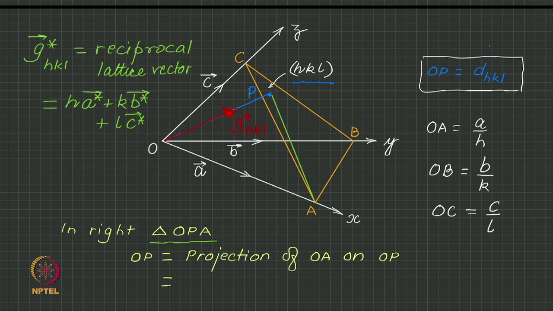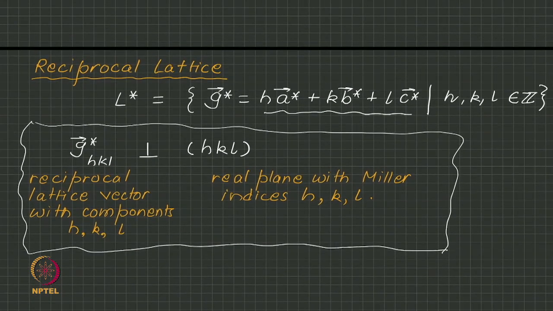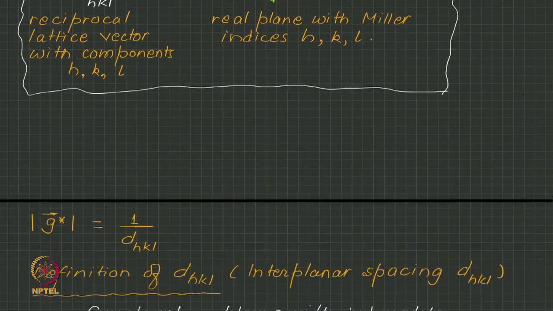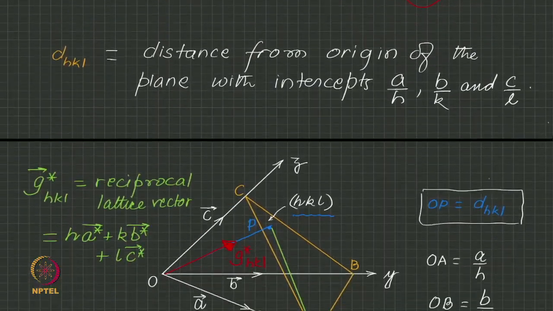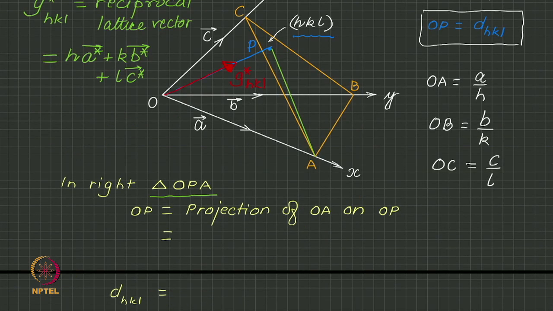If I do that, then from the first relationship which we established last time, G star HKL is supposed to be perpendicular to the plane, and that is why I am confident to draw my G star HKL vector along OP, because OP is perpendicular to the plane. So, G star HKL is parallel to OP, in the same direction as OP.